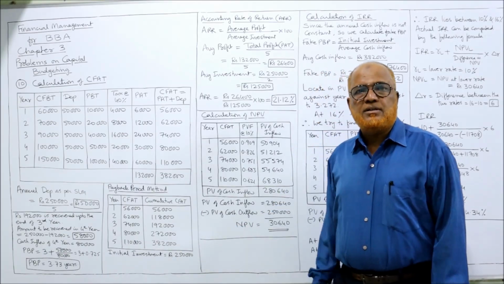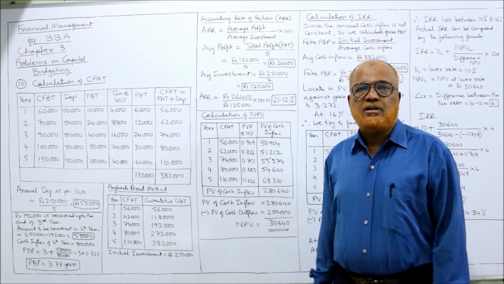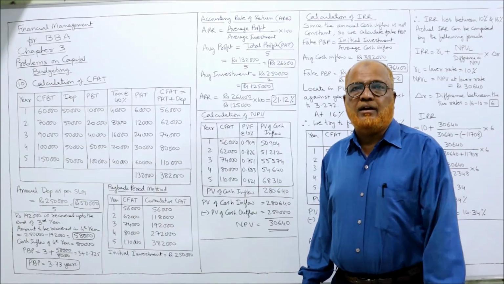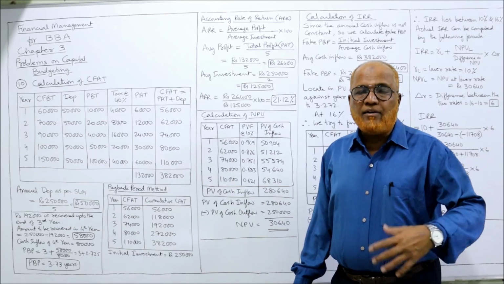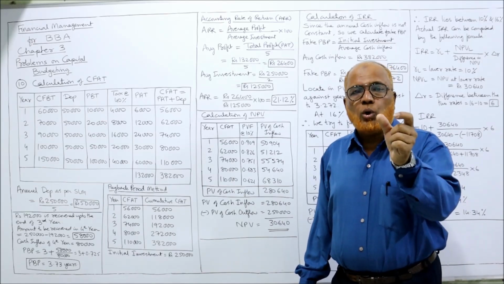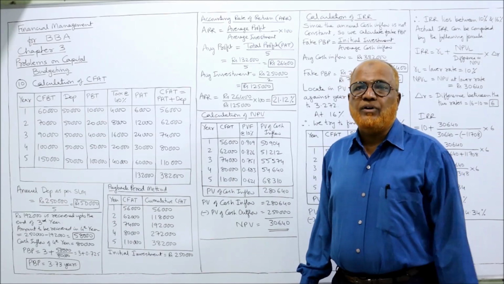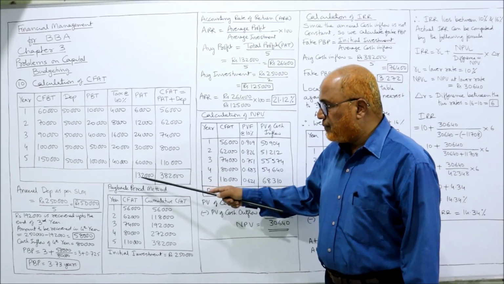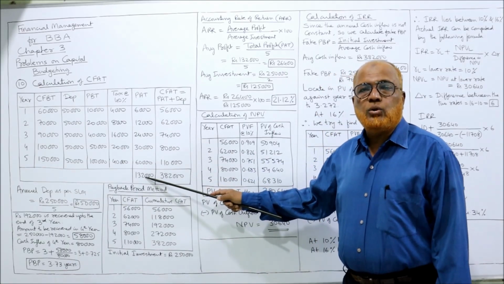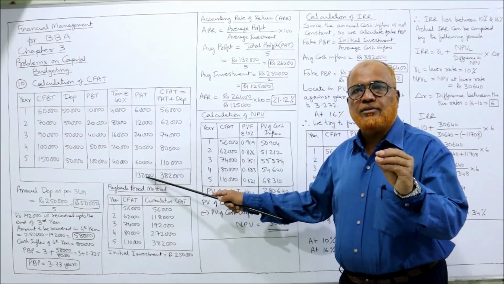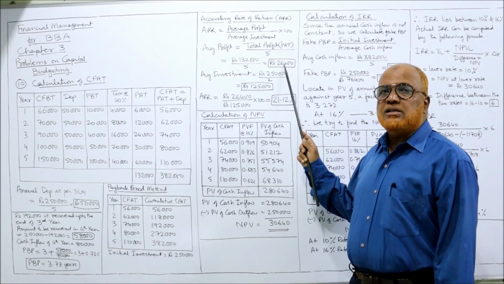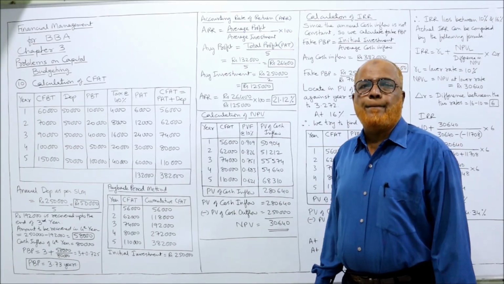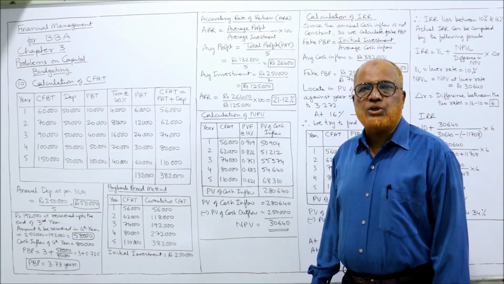Only for calculating ARR, we need accounting profit rather than cash flow. Whereas PBP method, NPV method, IRR method, we require CFAT. But here we require PAT. Average PAT means the total PAT divided by number of years. What is the total PAT here? 1,32,000 in 5 years. So 1,32,000 divided by 5. 26,400, that is the average profit.